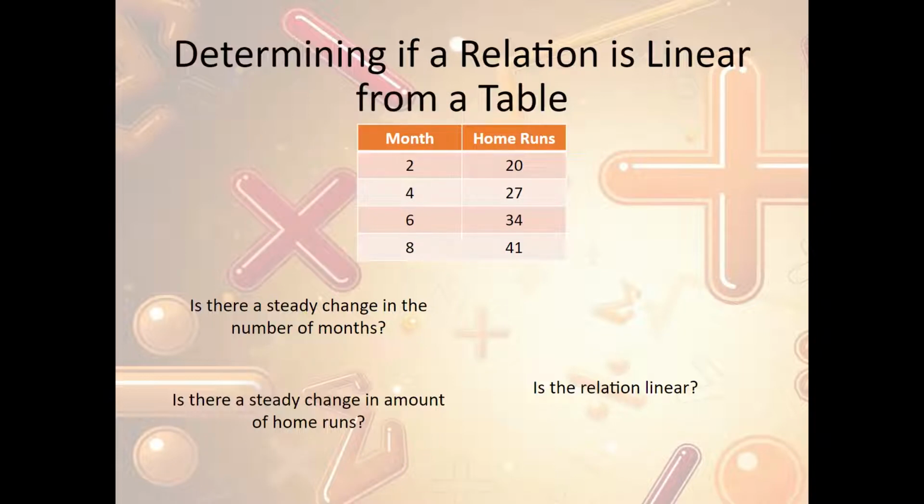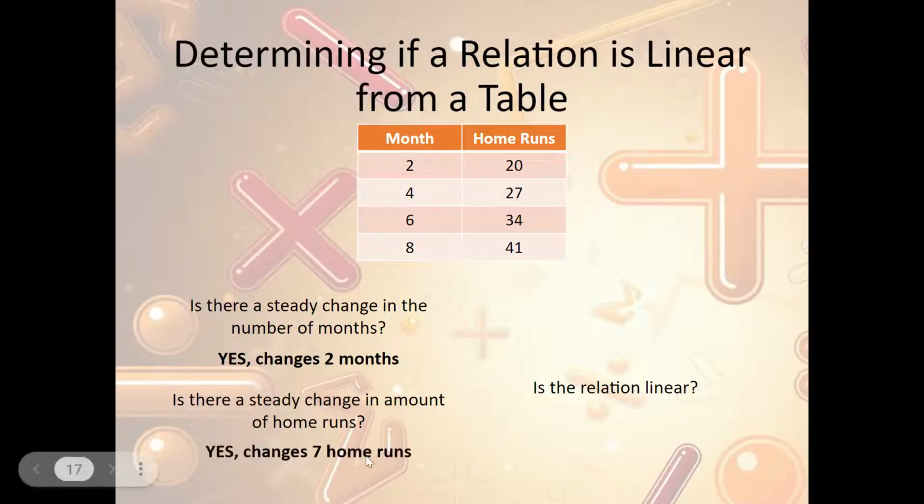Let's look at another example. So we have our months here, and we can see that they are adding by 2 each time. So yes, there is a consistent change. In this case, we're adding by 7, and then 7 again, and 7 again. So yes, there is a steady change, and it changes by 7 home runs. So is this linear? Well, we have a consistent change of addition here, and a consistent change of addition here. So this is linear.